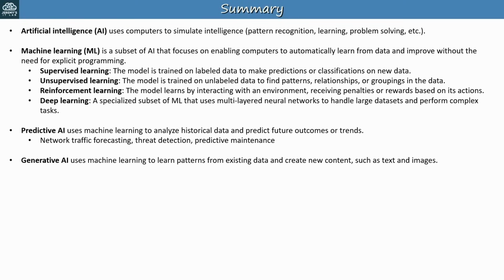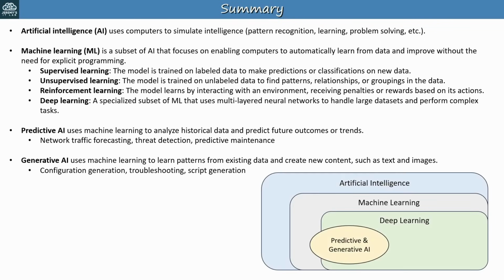ChatGPT and other popular large language models are good examples of this. In networking, a few possible applications are configuration generation, troubleshooting, and script generation. This diagram shows the position of predictive and generative AI within the fields of deep learning, machine learning, and AI as a whole. Finally, I introduced a few AI-enabled features of Cisco Catalyst Center.